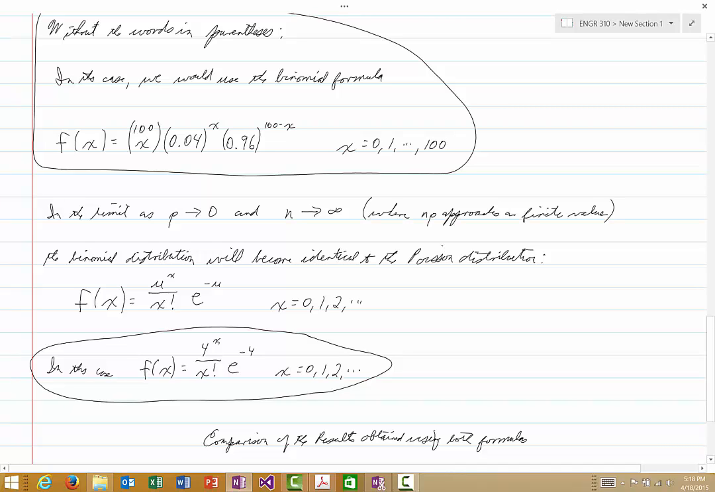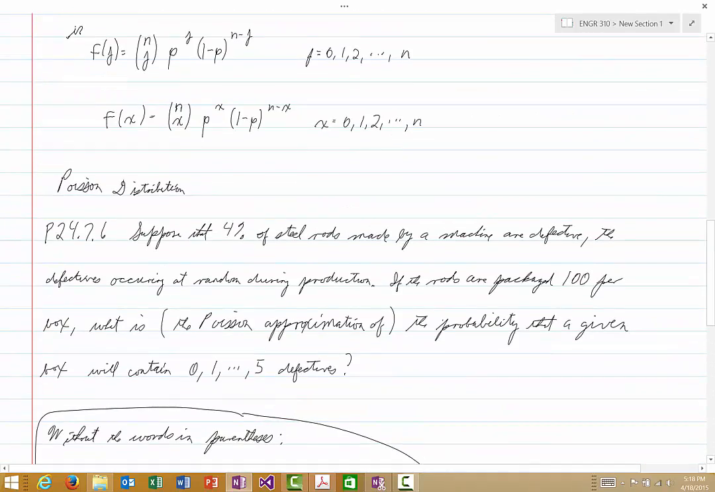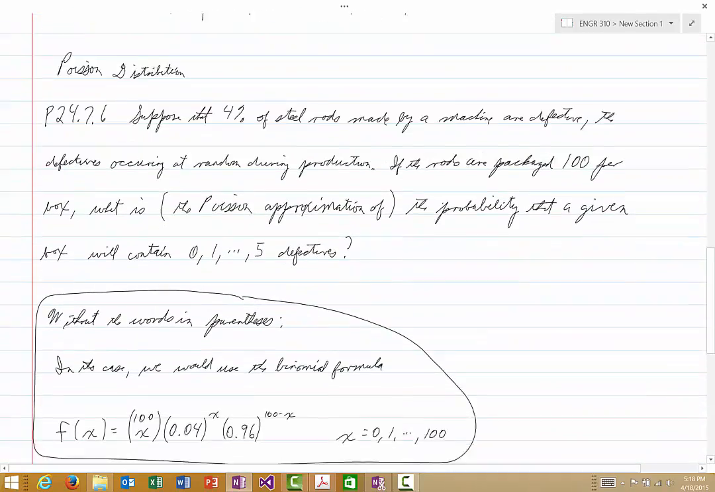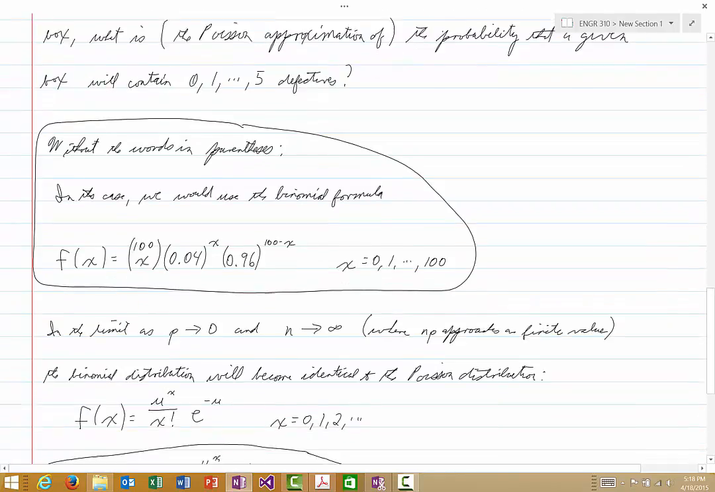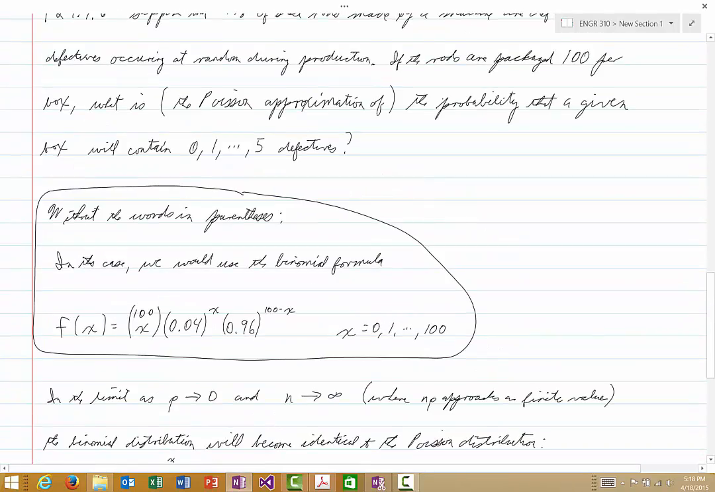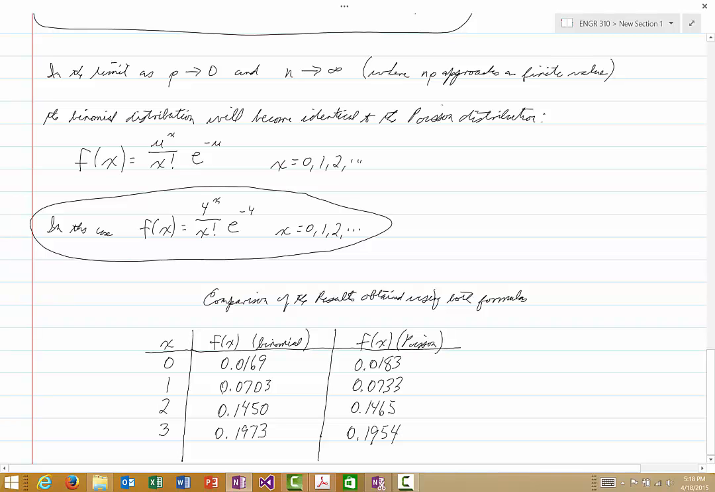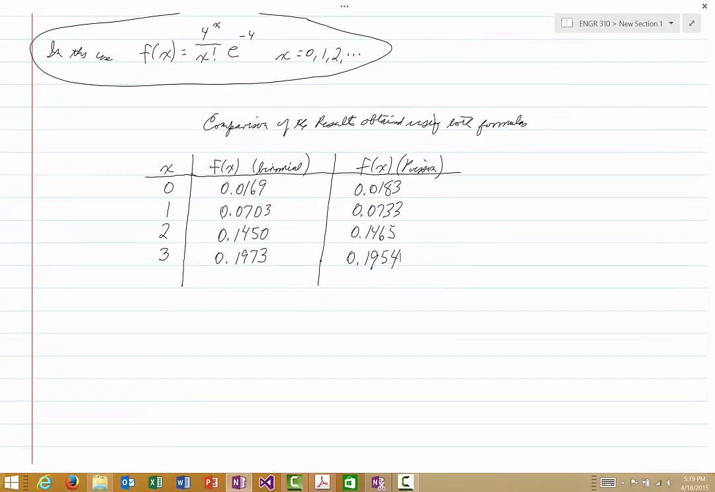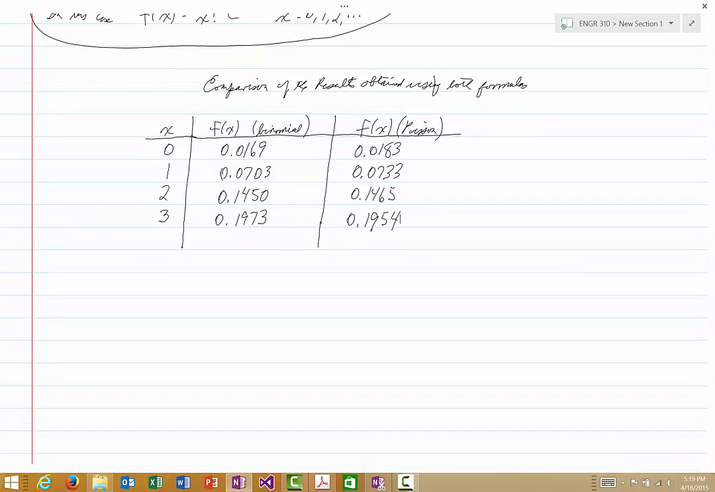And so there you have it. That's how we would do this problem. And in fact, we've looked at this problem in two different ways. One was treating it as a binomial distribution, and the other one treating it as a Poisson distribution. So that's an example of how we would do that.